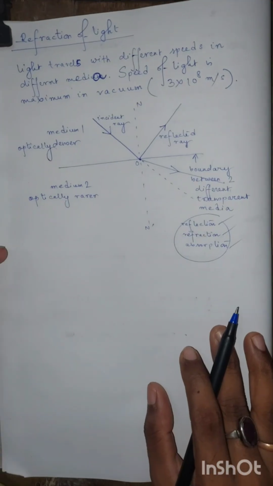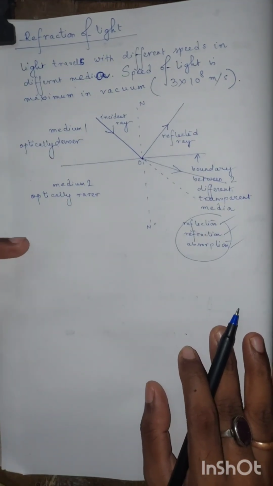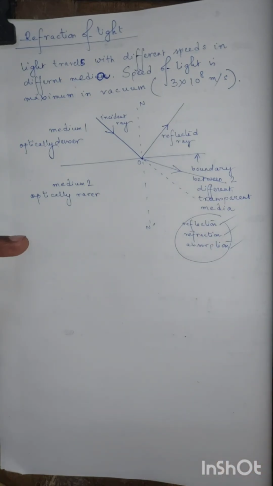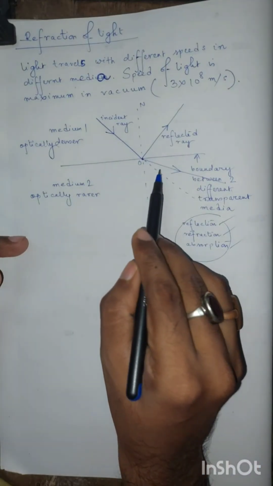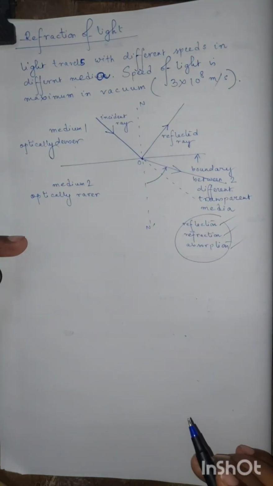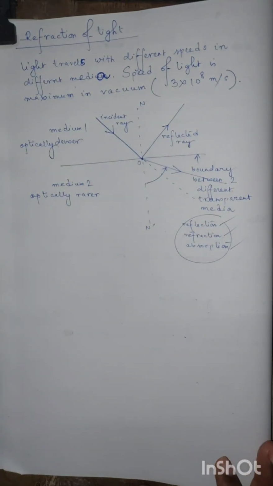So we can see that when a light ray traveling in a transparent medium strikes the boundary of another medium, it changes its direction. It moves away from the normal. This phenomenon is called refraction.